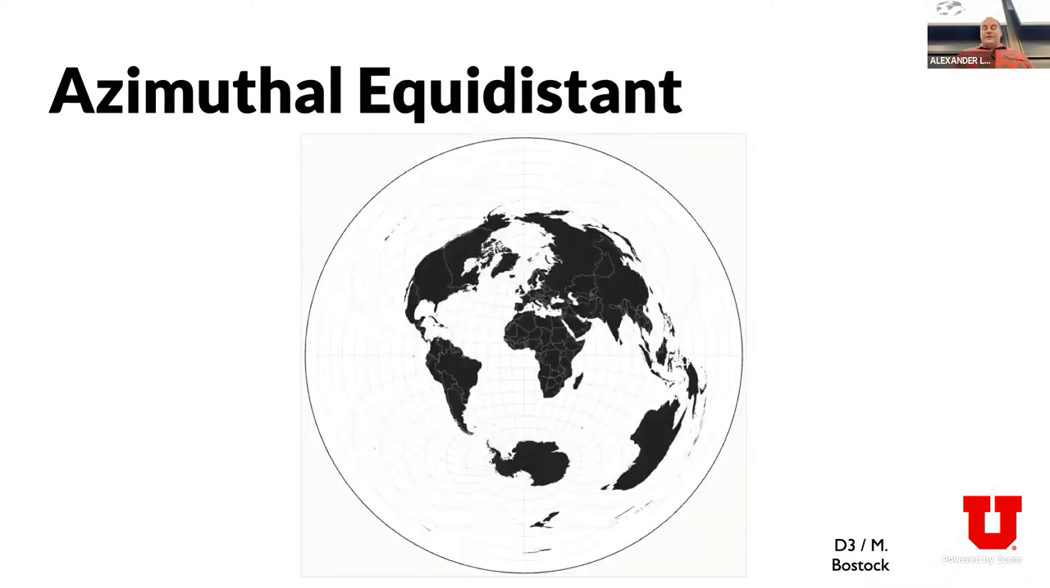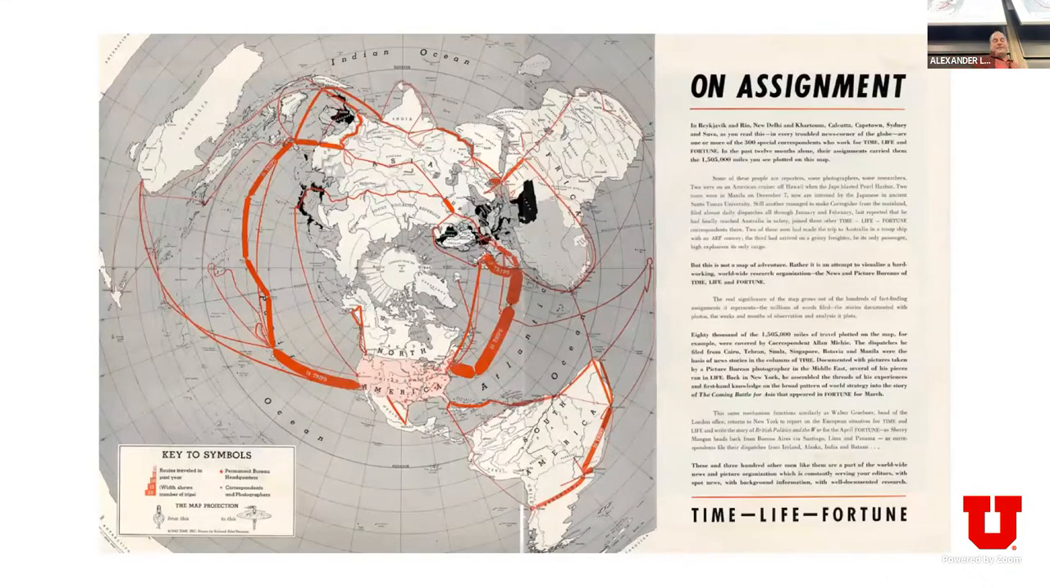This is an azimuthal equidistant map in D3. And here's one from Time Life magazine, showing essentially where the reporters are and how their reporters move between different countries, right?